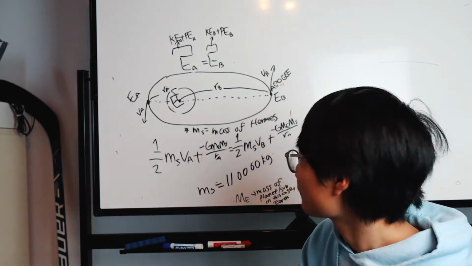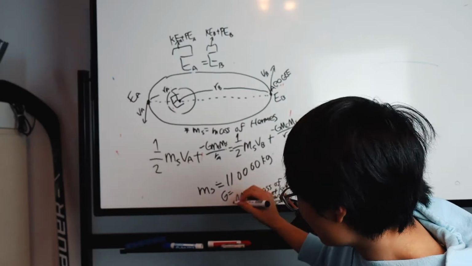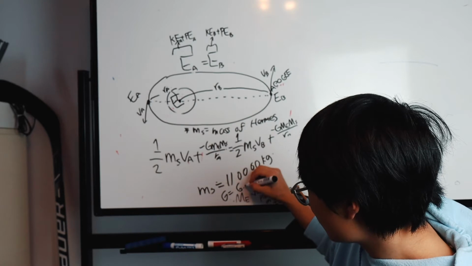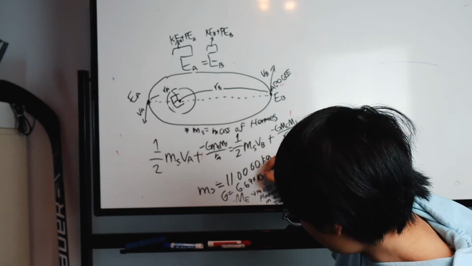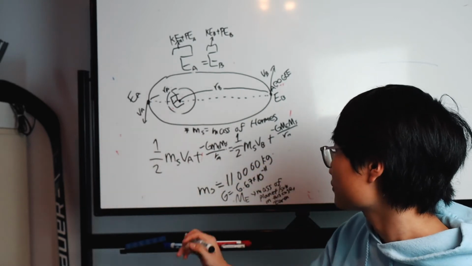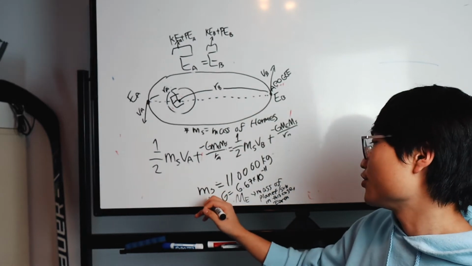1,010,000 kilograms. So this is going to be the constant. And G, for convenience's sake, is going to be 6.67 times 10 to the power of negative 11. Right? So we've got all the values. Now we just have to plug them in.